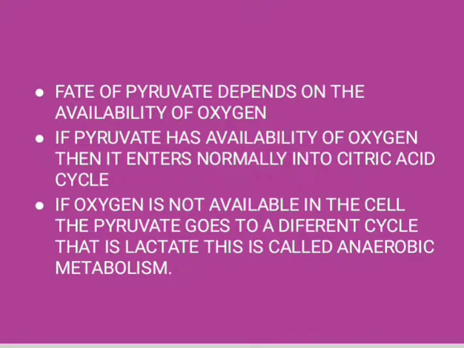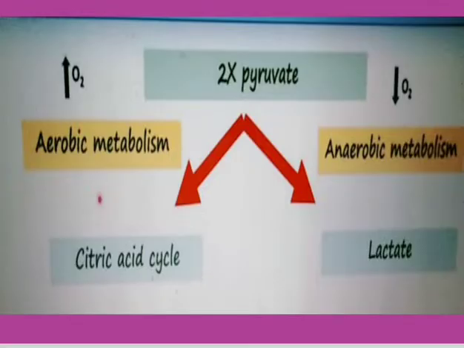If oxygen is not available in the cell, the pyruvate goes to a different pathway, that is, lactate. It is called anaerobic metabolism. Here 2x is written, which means two molecules of pyruvate are formed. If oxygen is present, then it is known as aerobic metabolism. And if oxygen is not present, if the oxygen level decreases, that is known as anaerobic metabolism.